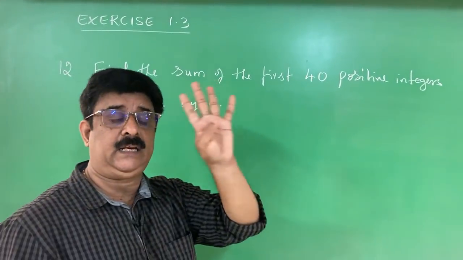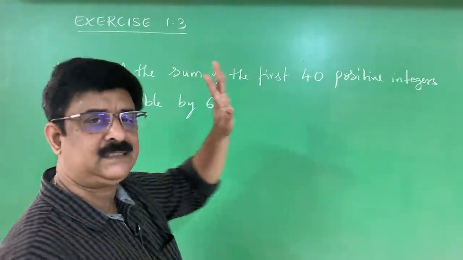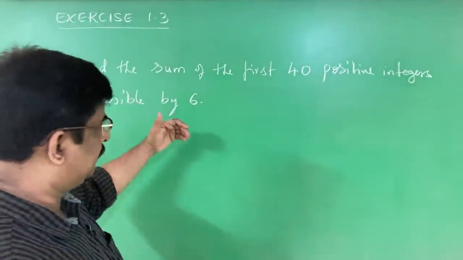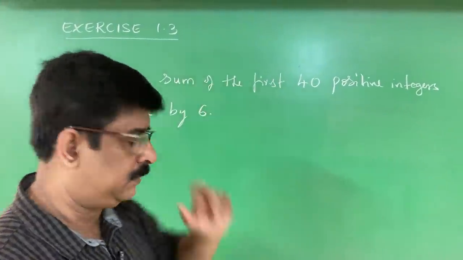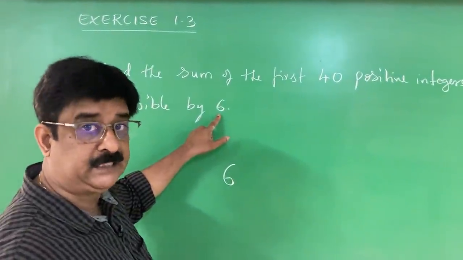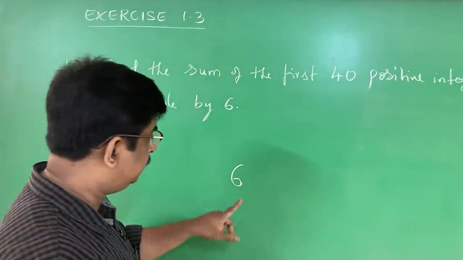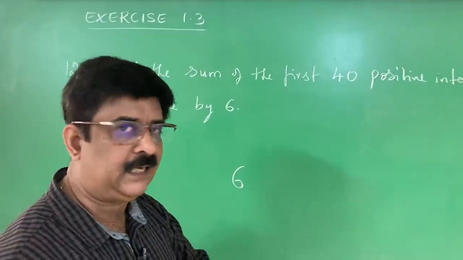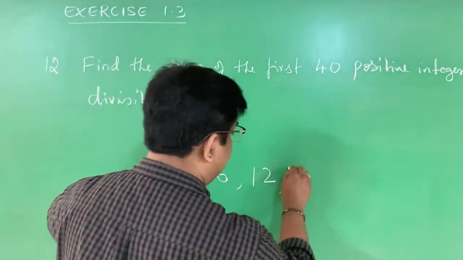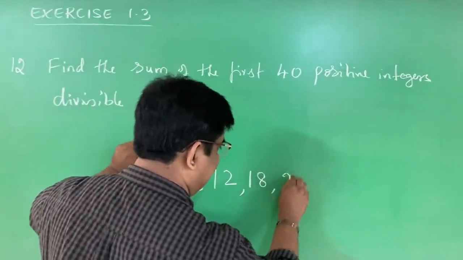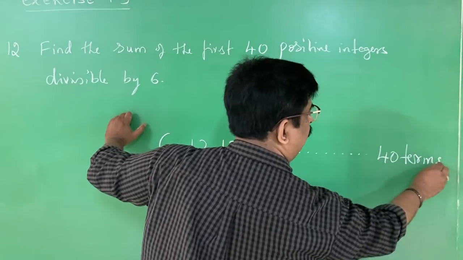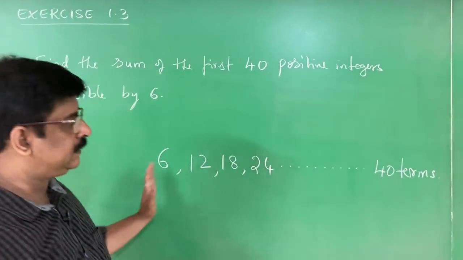We have to select 40 positive numbers which are divisible by 6. Therefore, first try to write the list of numbers divisible by 6, and we have to get 40 such numbers. See, the sequence may be like this: 6. 1 is not divisible by 6. 2 is not. 6 is divisible by 6. 6 ones are 6. Then 6 twos are how much? 6 twos are 12. 6 threes are 18. 6 fours are 24. Like this, you have to find the sum up to 40 terms.